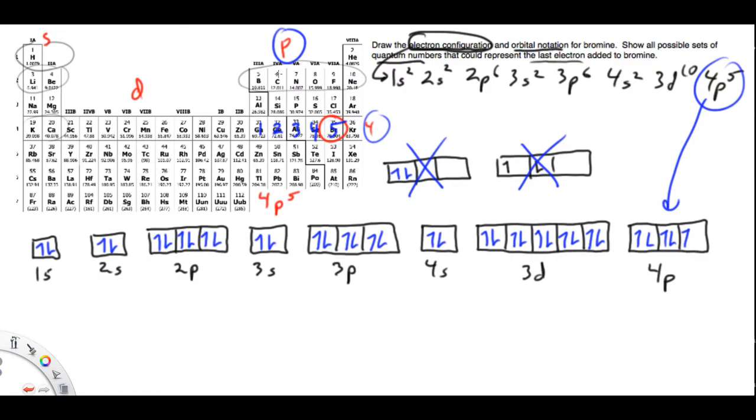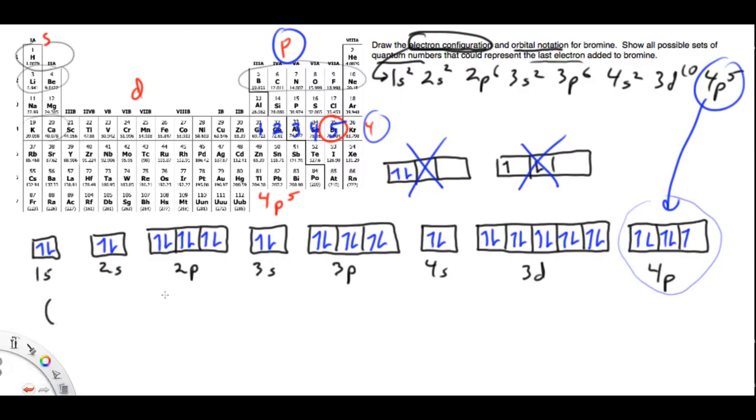Now we want to put all the possible quantum numbers for the last electron that goes there. Well, because these are all equal, technically the last electron could be any of the 6. It could have been this one, this one, this one, this one, this one, or this one. If we were to remove an electron, which usually doesn't happen with bromine, but it's possible, we could remove any of those because they are all of equal energy. So we would need to show 6 sets of quantum numbers.